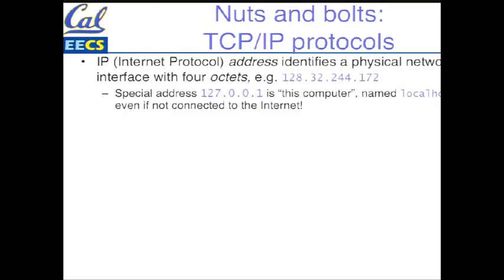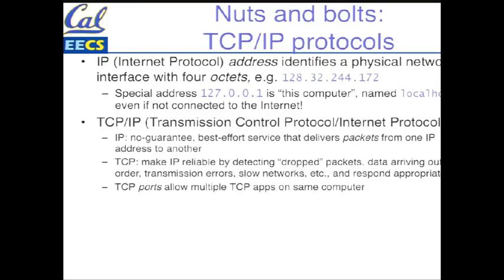Communication between these entities occurs over a pair of protocols called TCP/IP. IP is the simpler of the two, and it is a no-guarantee, best-effort service that says, I'll deliver a packet from one Internet IP address to another Internet IP address. Best effort means it might not work, and don't ask me if it worked later, right? Just hand it to me, and it's your job to do some other processing to figure out, maybe ask the other side if they got it.